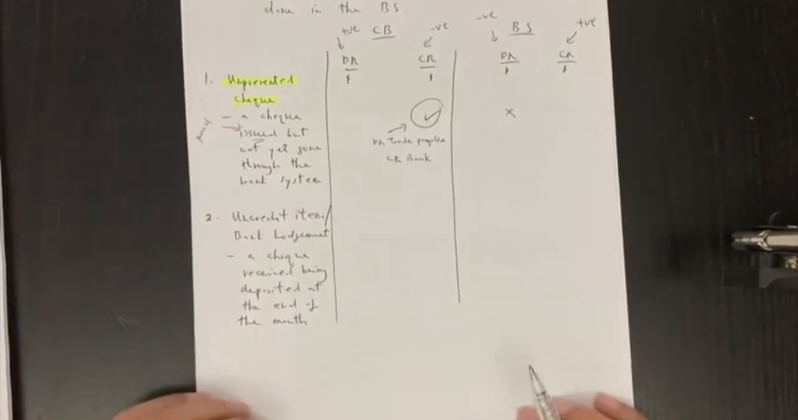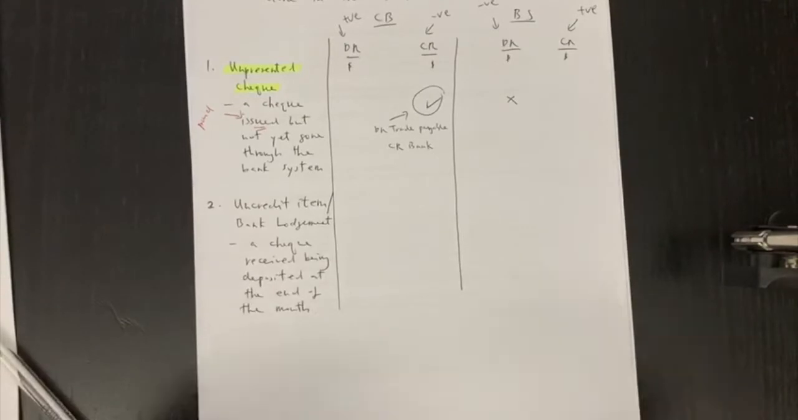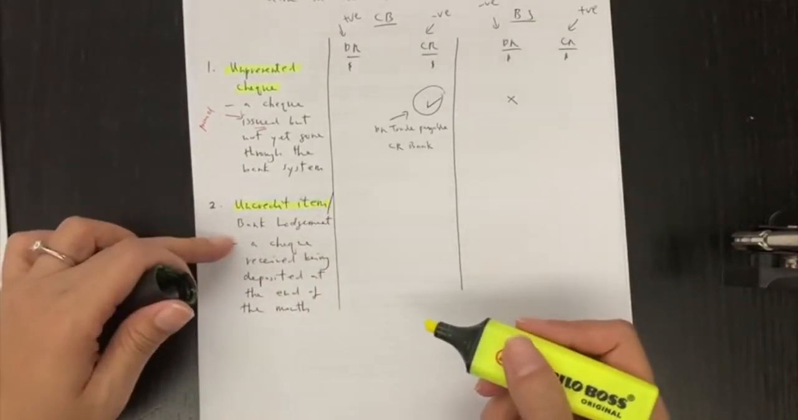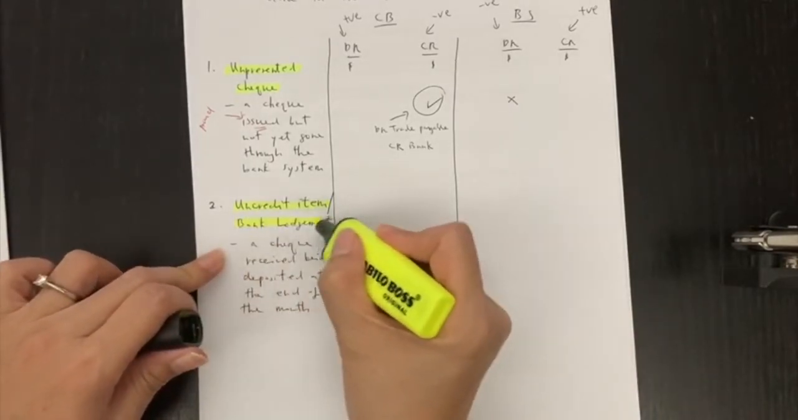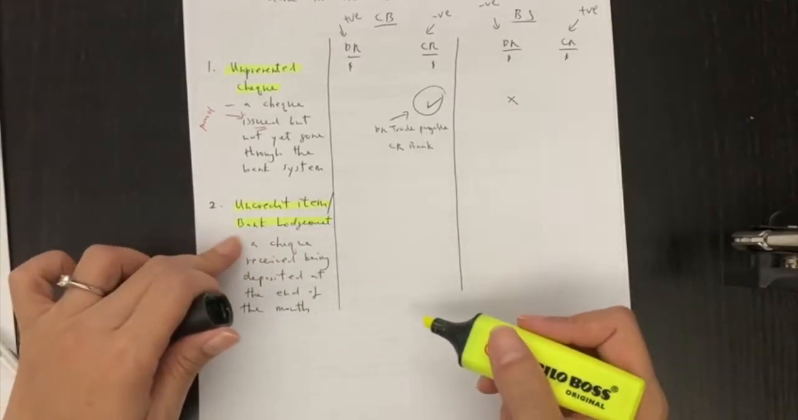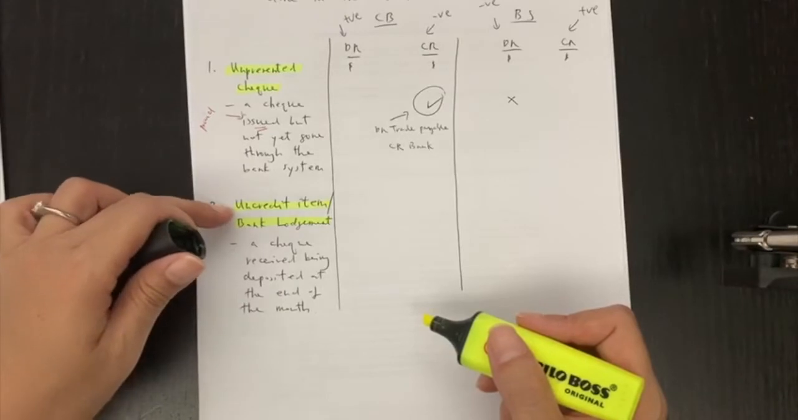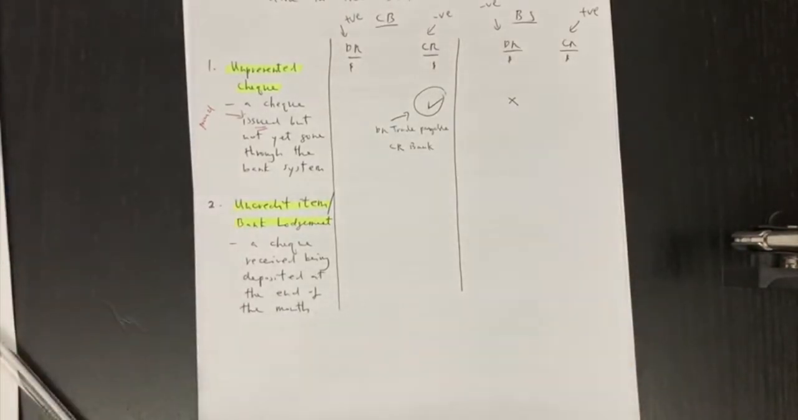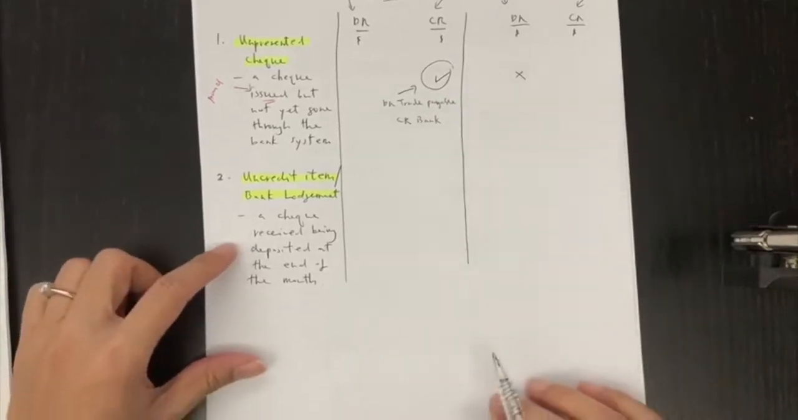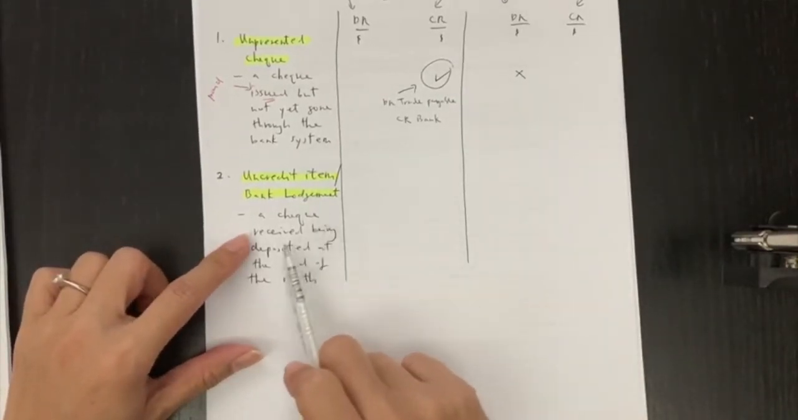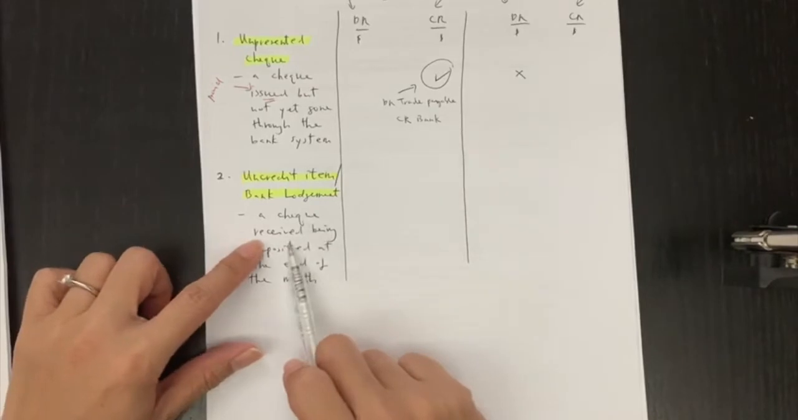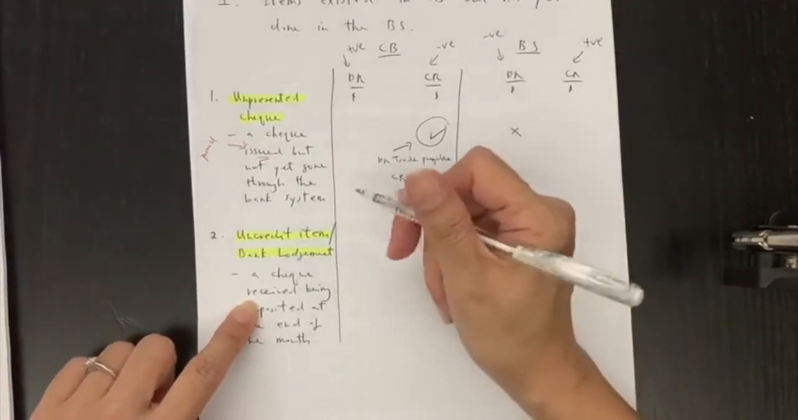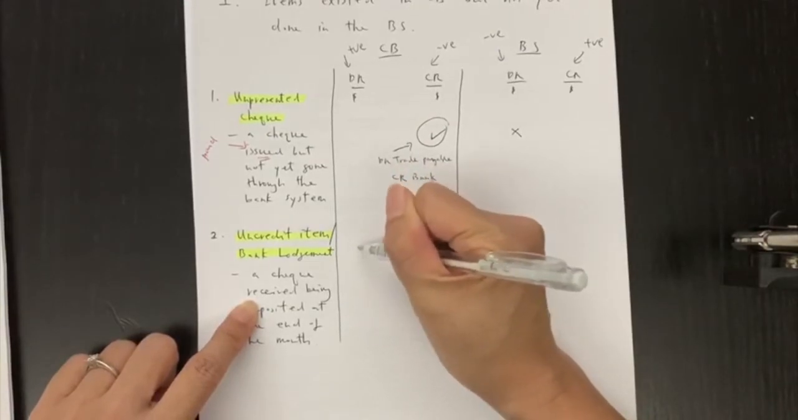Okay, next we come to the second reason, which is uncredited item or bank lodgements. Bank lodgement is the old name, but in DSE, the name uncredited item is used more often. What is this again? This is a check, and this time we receive a check. If we receive a check, we have more money in the bank account, so we are going to debit the cash book.